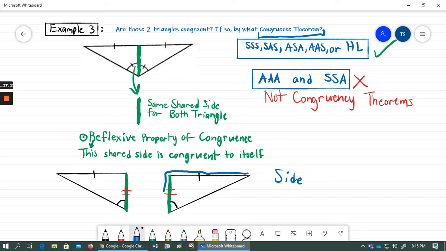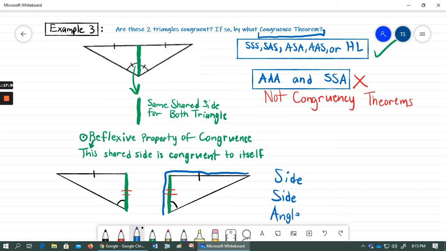Let's keep going. Follow along the triangle. What's the next mark that we get to? What type of congruency marking is this one? It's a congruency mark for a side. And let's keep going. What's the next type of congruency mark that we get to? Okay, this one is a congruency mark for an angle.